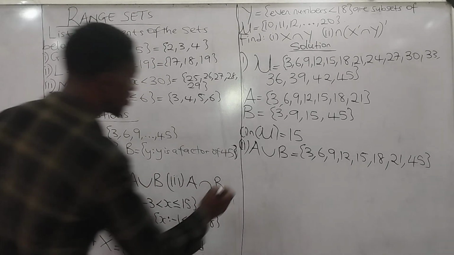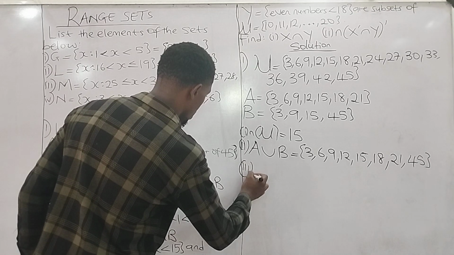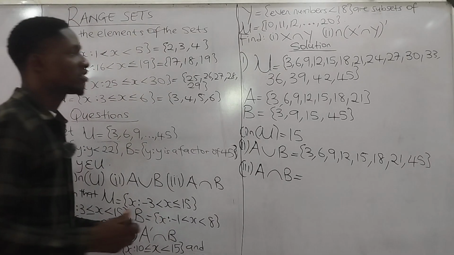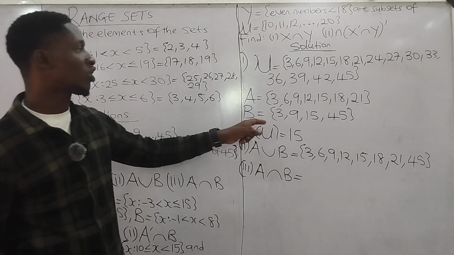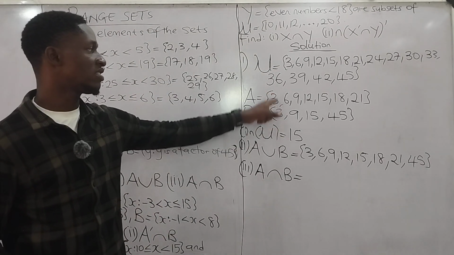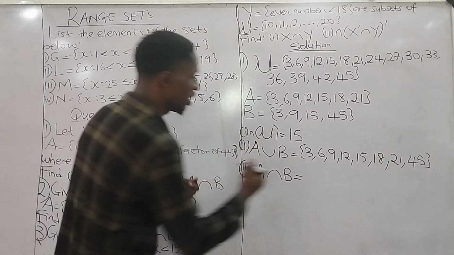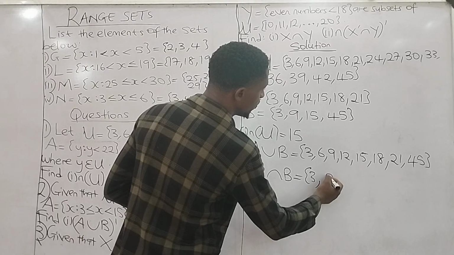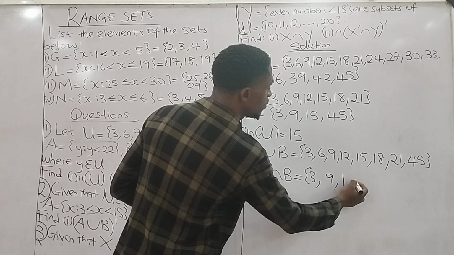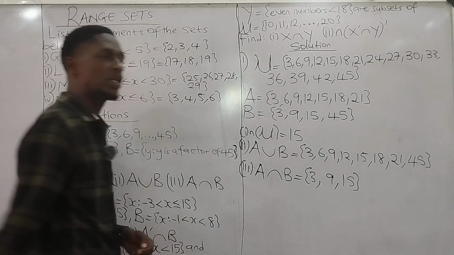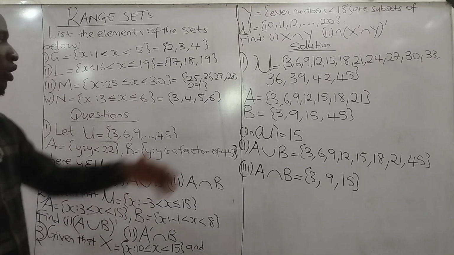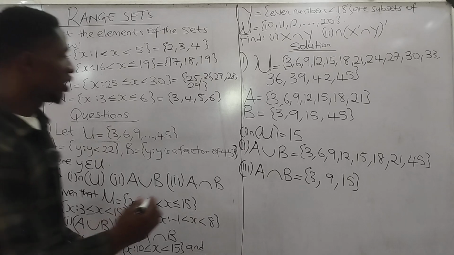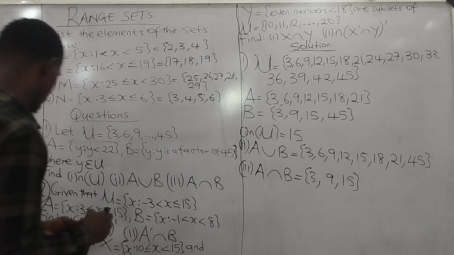The next question is I. A intersection of B. A intersection of B means what is common in A and B, in set A and B. 3 is common there. 9 is common there. And 15 is common there. And that should be the answer. So with this, we are done solving the first question. Let's go to number 2.